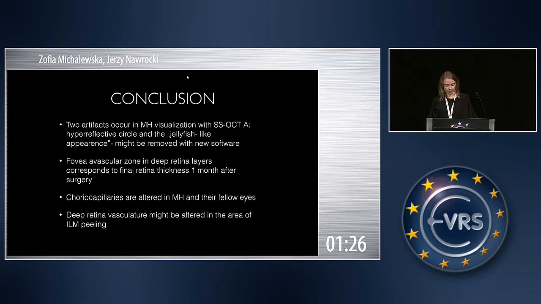So in conclusion, I observed two artifacts, the hyperreflective circle and the jellyfish-like artifact in Swept Source OCT angiography. The fovea avascular zone in deep retinal layers corresponded to final retinal thickness 1 month after surgery. The choriocapillaris are altered not only in macular holes but also in the fellow eyes. And deep retinal vasculature might be altered in the area where ILM was peeled. Thank you for your attention.